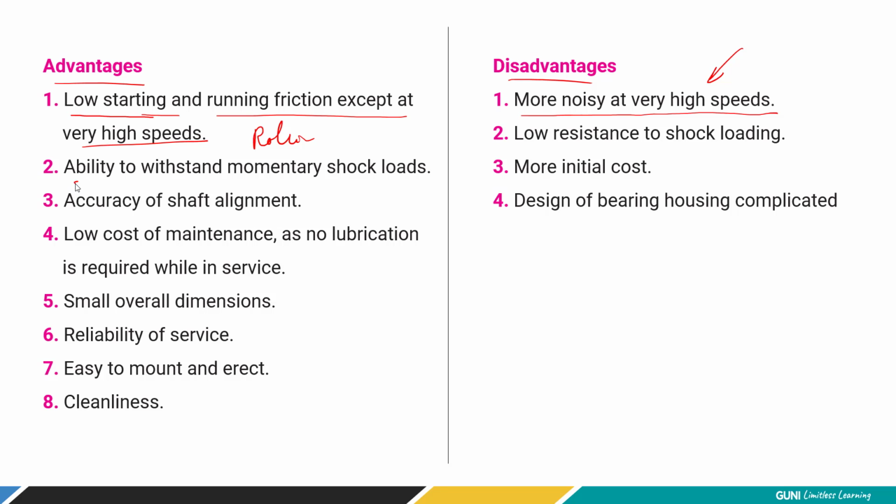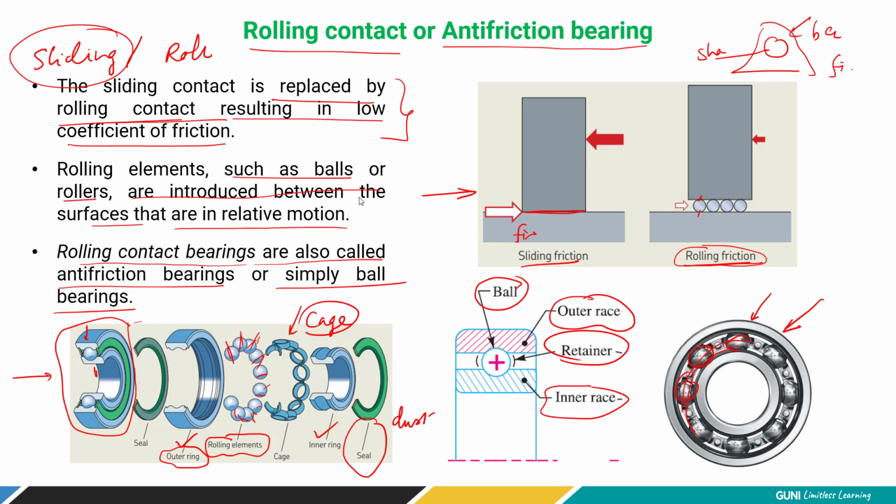Now, the second advantage: ability to withstand momentary shock load. This is an advantage. But it has very low resistance to shock loading, right? Momentarily it can, but if it happens frequently, then it may result in failure. Next, accuracy of the shaft alignment. Because the balls are finely dimensioned and polished, even the inner race and outer race, and assembled in such a way that the tolerances are very close, right? Because of that, it offers shaft alignment, so accuracy of the shaft alignment is maintained. Now, because of these more elements involved, let's recall the figure.